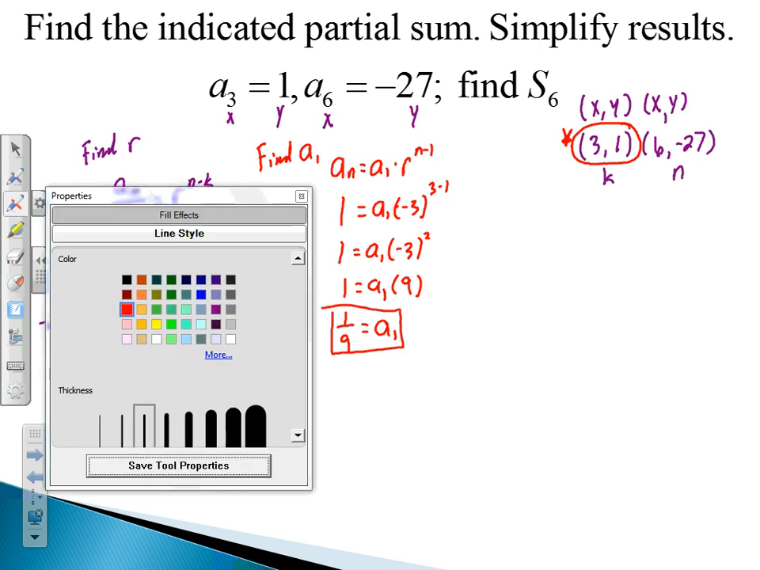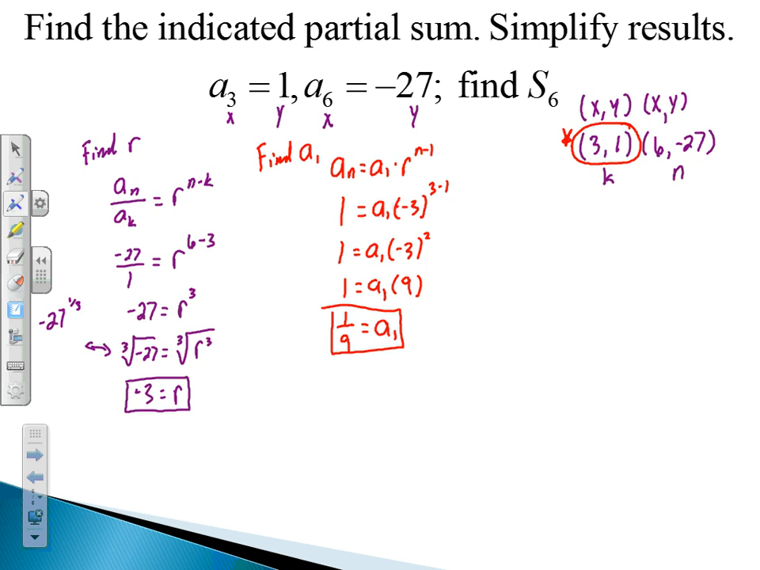And so now that I have those two numbers, now I can actually find the sum of the first 6, where I'm going to say S sub n is equal to a sub 1 times 1 minus r to the n power over 1 minus r. So here we're going to say S sub 6. My first term is 1 over 9. My common ratio is negative 3, so I'm going to say 1 minus negative 3. I'm finding the sum of the first 6 numbers, so I raise it to the 6th power.